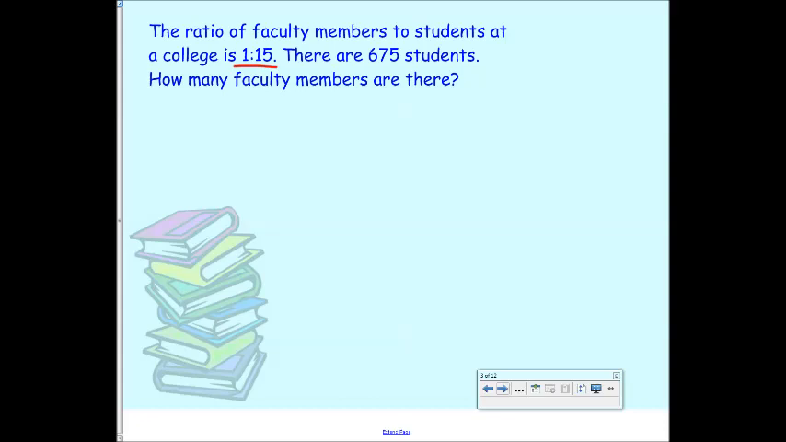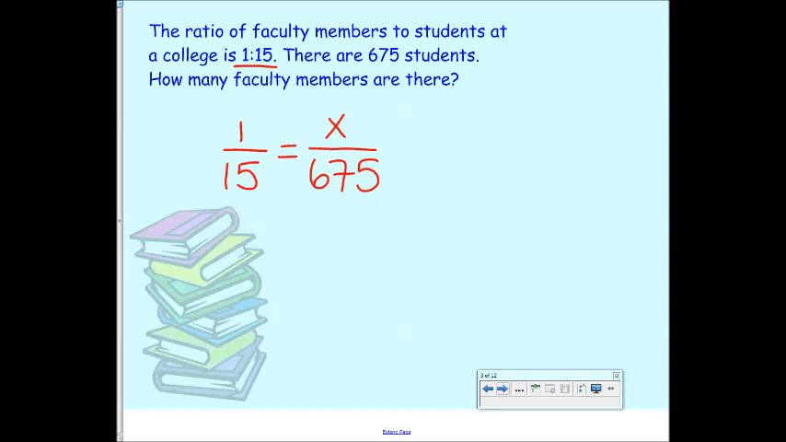Okay, a proportion is two ratios compared to each other, and they're equivalent. So we would say this ratio is 1 over 15, and that is equal to x over 675. This is a proportion because it has how many ratios in it? 2. All right, proportions can have more than 2, but we always want to work with 2 because that's going to let us solve it.